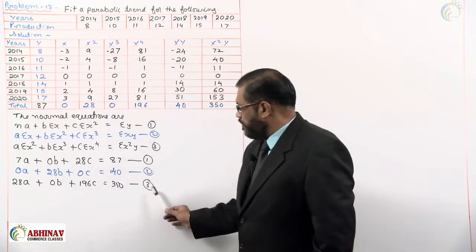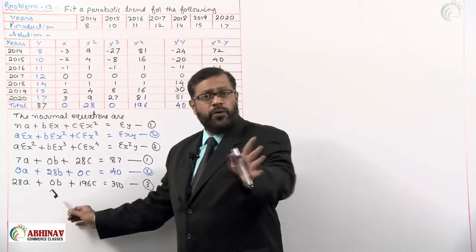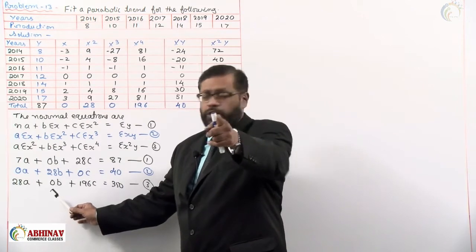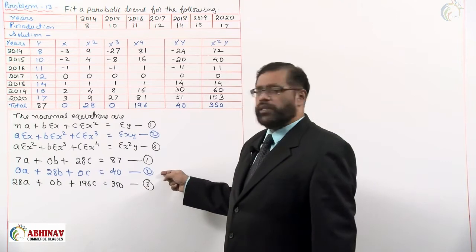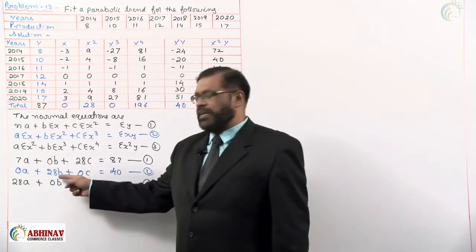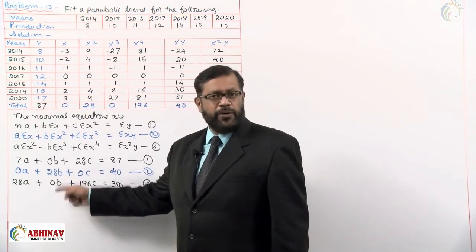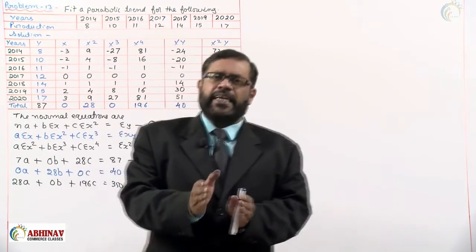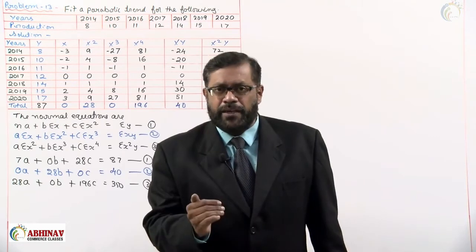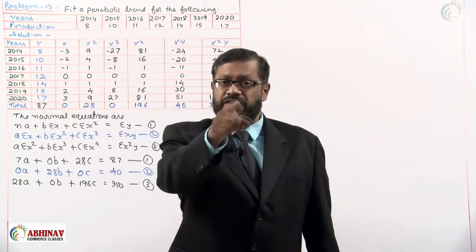Can we use the third equation to find the value of b? No, because the value of b is again 0. So there is only one equation wherein we can find out the value of b. That is the second one, wherein b has some value. So we'll use the second equation every time to get the value of b. And then we'll see how to find the value of c and a.